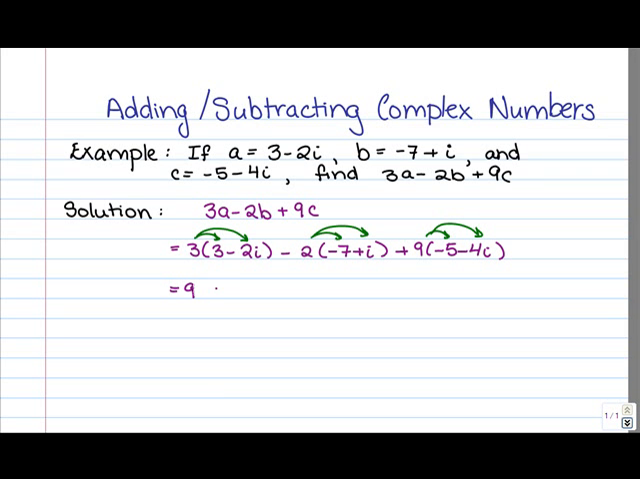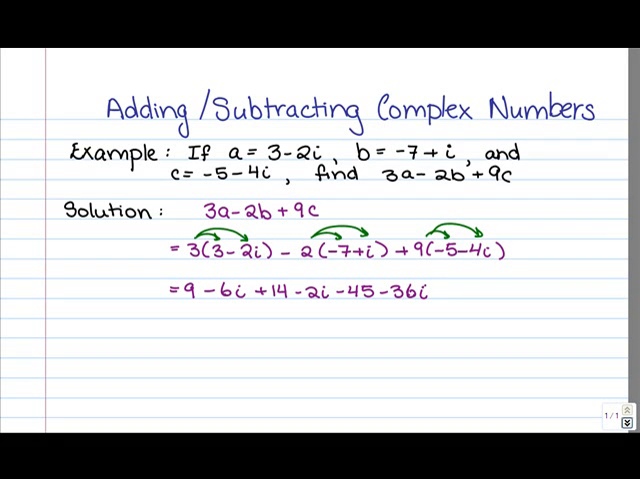3 times 3 gives us 9. 3 times negative 2i gives us negative 6i. The negative 2 times the negative 7 gives us positive 14. The negative 2 times the i gives us minus 2i. The 9 times the negative 5 gives us negative 45. And the 9 times the negative 4i gives us minus 36i.